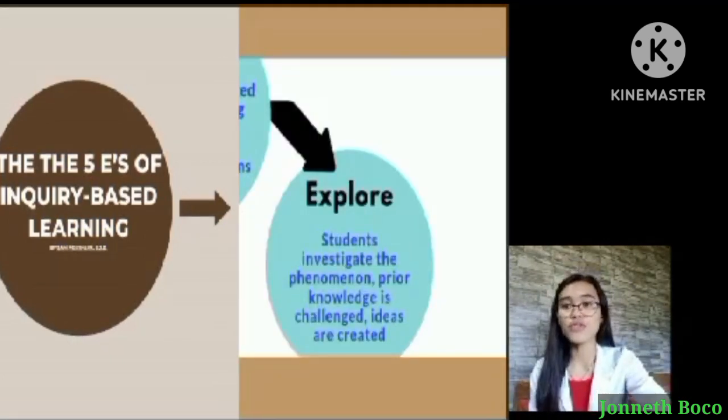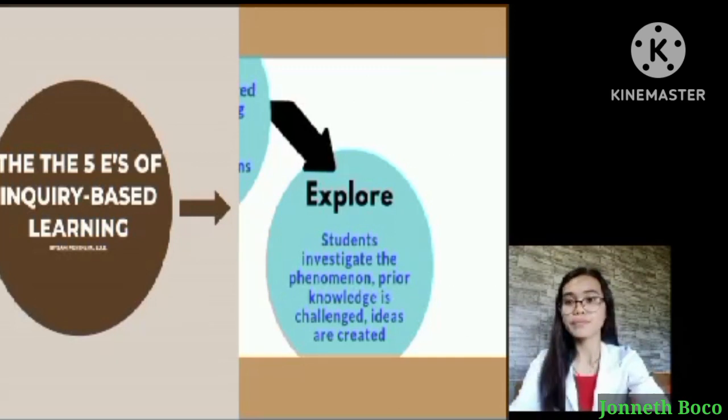Next E is Explore. Students investigate the phenomenon, prior knowledge is challenged, ideas are created. So students carry out hands-on activities to make sense of a concept. For example, ask testable questions, conduct research and form a hypothesis, test the hypothesis and gather data, analyze and interpret the data, and draw a conclusion and communicate results.